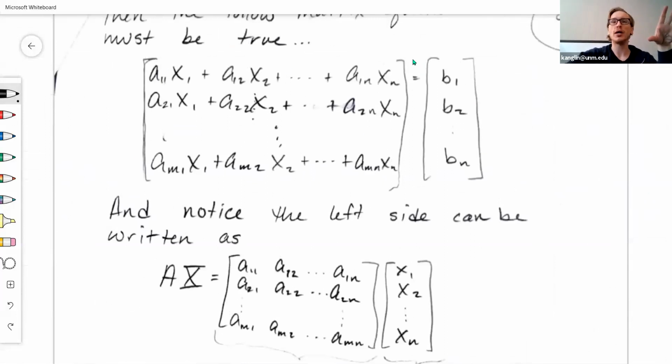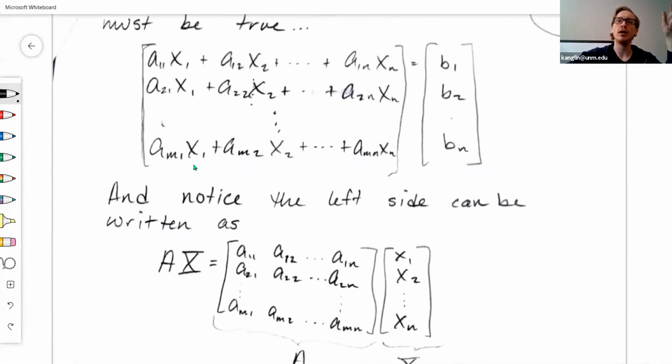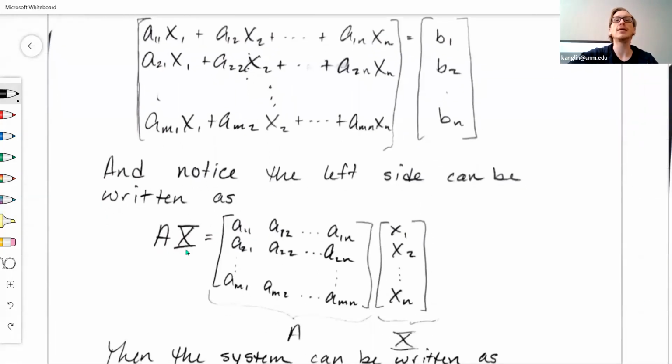And as is, that's actually not so useful, but here's the really useful part. We're going to notice that the left side of this equation, this big column matrix, is just one big number here. It's the sum of all these values. So it's just one number here, one number in the second row, one number all the way down. So it's just a column. But that big column matrix on the left side of that equation is really just A times X, where matrix A is this coefficient matrix, and matrix X is a column of unknowns.